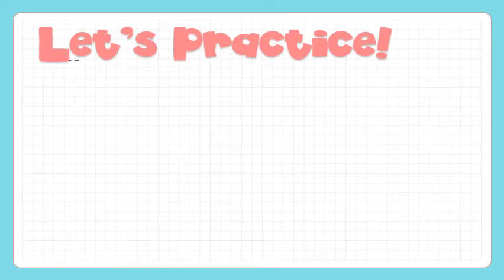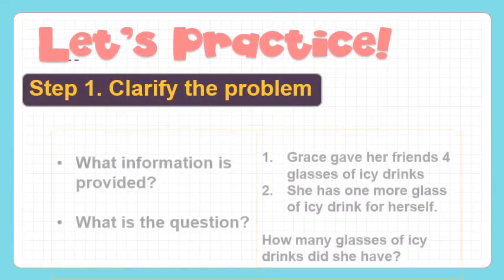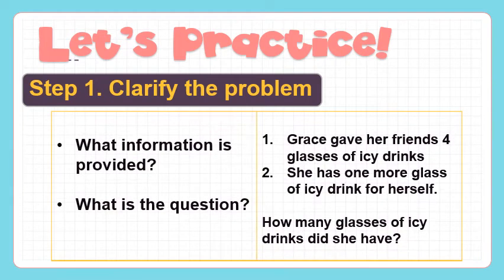Go back to step 1. Step 1, clarify the problem. So answer the questions, what information is provided, and what is the question. So there are 2 informations provided. Number 1, Grace gave her friends 4 glasses of icy drinks. Number 2, she has 1 more glass of icy drink for herself.